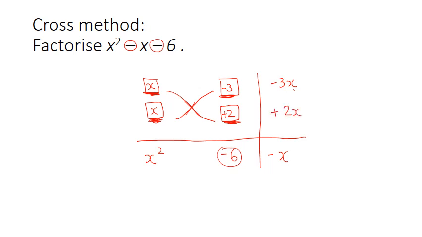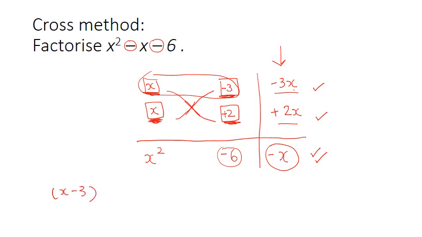Now let's take a look at this column right at the end. If we were to add the two terms together, let's check and see whether we will end up with a minus x. Okay, so we have minus 3x plus 2x. Yes, we get minus x. Therefore, our factorized answer will be x minus 3 multiplied by x plus 2.